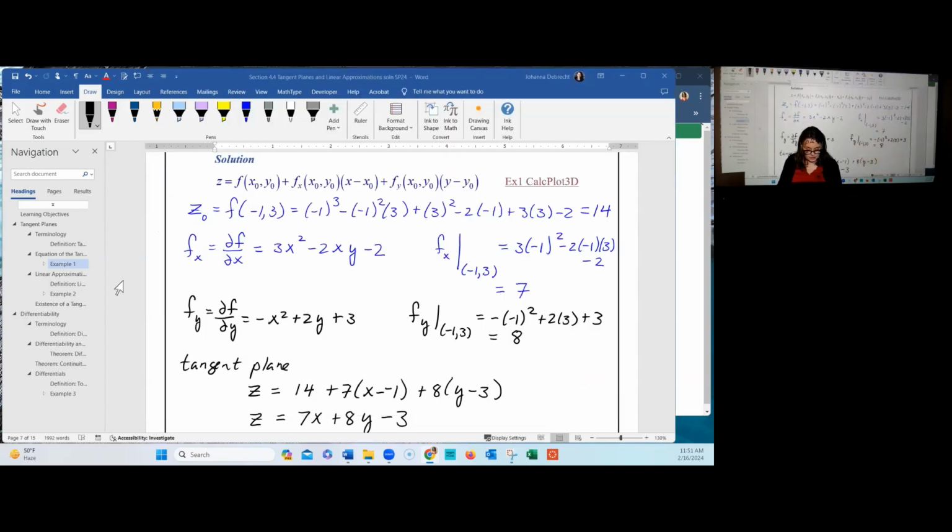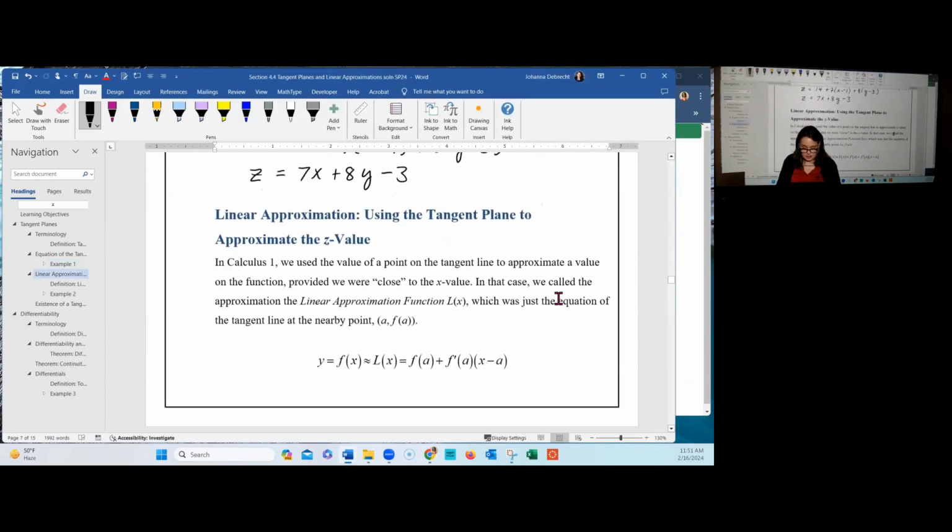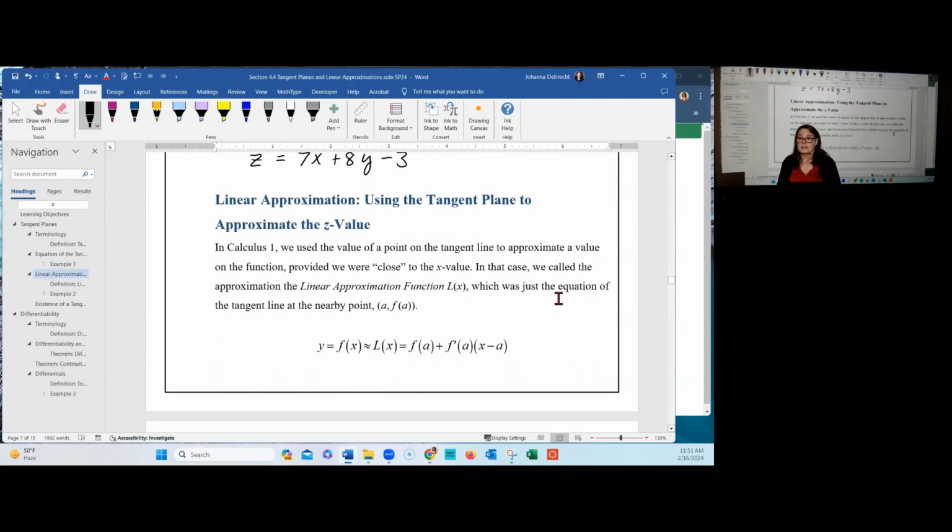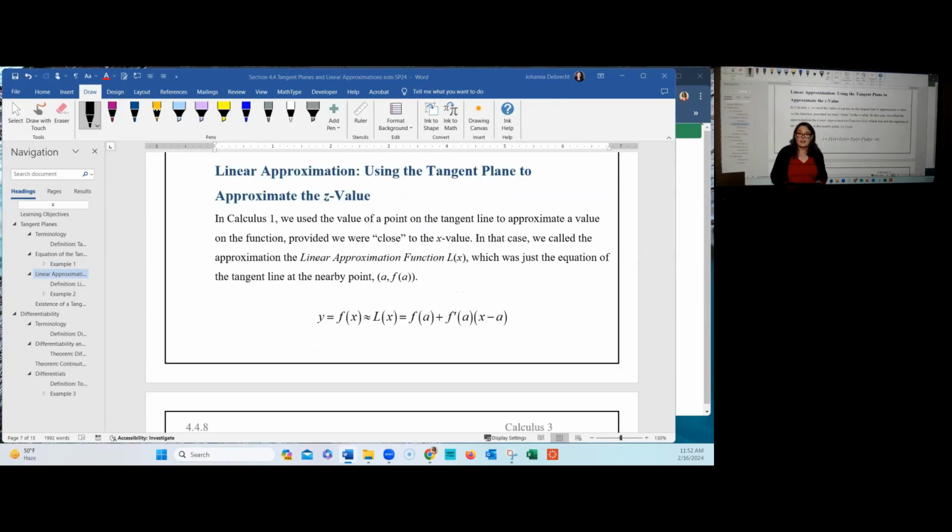We're now going to turn our attention to using the tangent plane to approximate the z value. This is going to be called linear approximation. In this case, the approximating function is actually the tangent plane, which, while it's not a line, in a sense is generated by infinitely many tangent lines. So we're going to use the tangent plane to approximate values on the surface that are close to the point where we computed the value of the tangent plane.